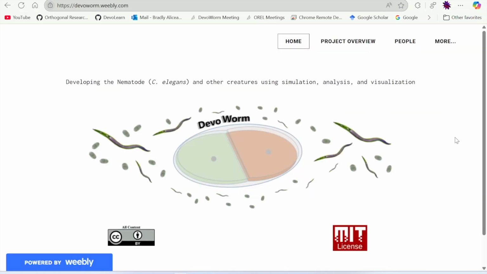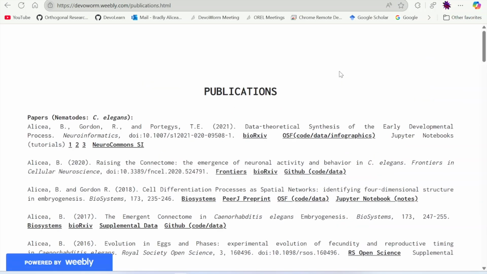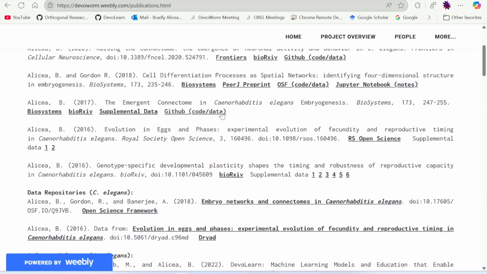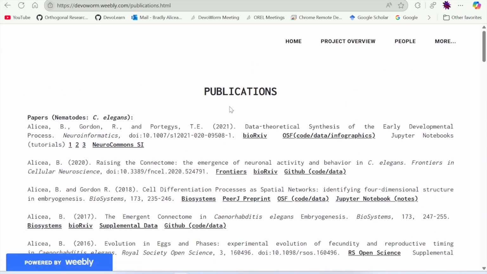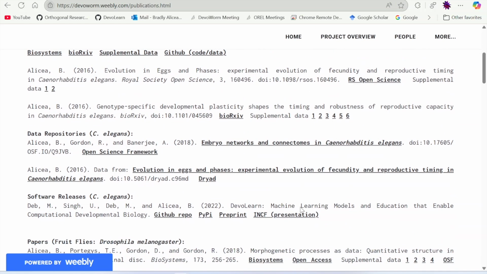So if you go to our website, devoworm.weebly.com, and go to more academic output, publications, we have a lot of publications here for you to look over. This spans the over 10-year history of the group. So we've done work on, of course, C. elegans and nematodes. We've released data sets.